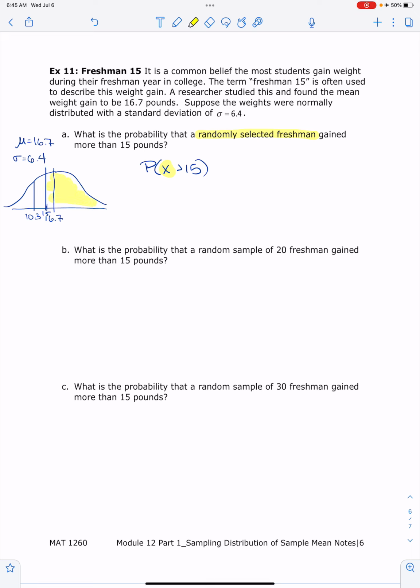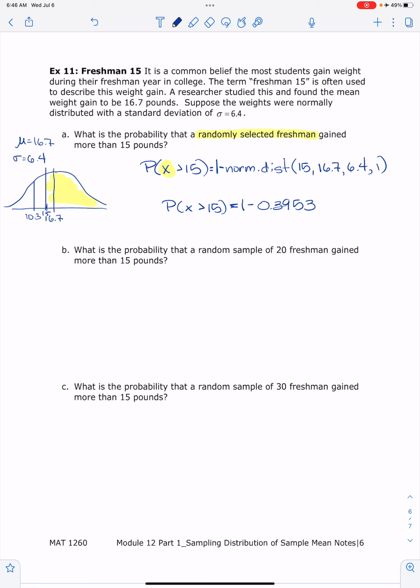So normal distribution, norm.dist. The x that I am testing, the population mean, population standard deviation, and 1 for that cumulative function. Our probability that a randomly selected student gained more than 15 pounds. Just realized I did this backwards, so we're going to go back here and fix it. More than 15 pounds, and you're probably saying, wait, shouldn't that be 1 minus? I get 1 minus 0.3953.